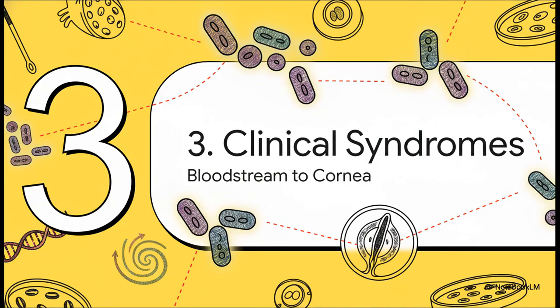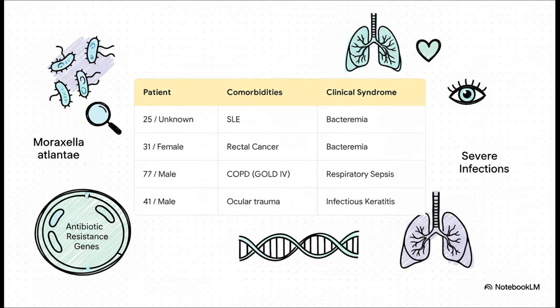So now that we can actually find it reliably, what does Moraxella atlantae actually do to people? Now, what's really striking here, even with just a few cases, is the pattern. It is absolutely consistent. We're seeing severe disease, sepsis, and even sight-threatening keratitis. And what's the common thread? Every single time, it's a patient with significant underlying health issues. This just hammers home its role as a true opportunist.